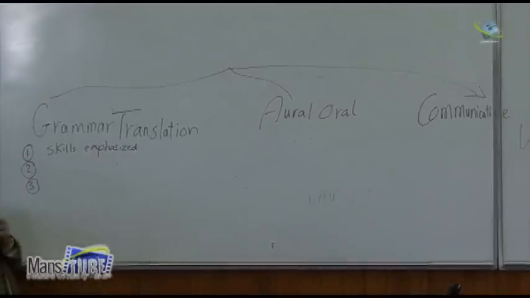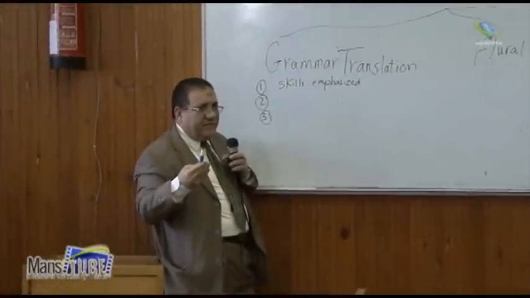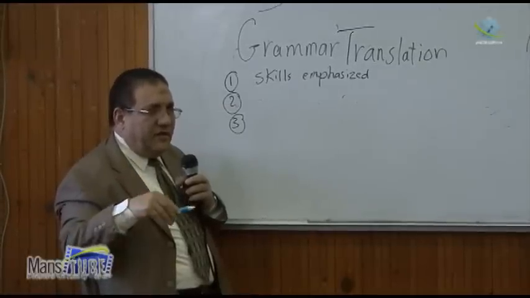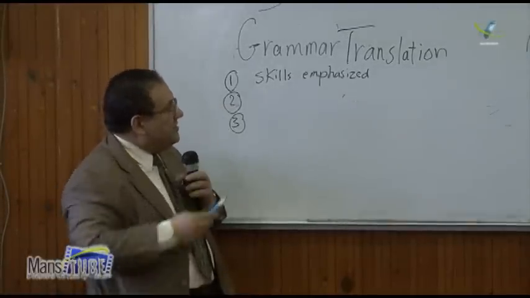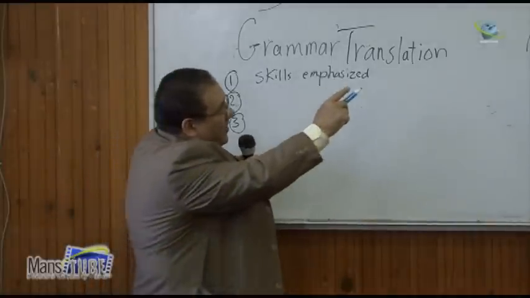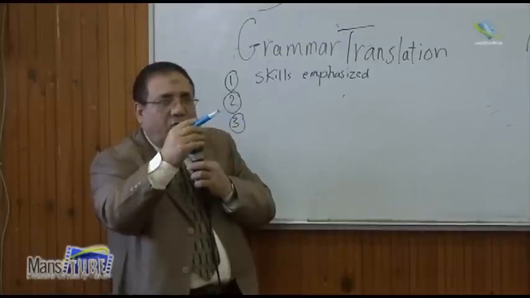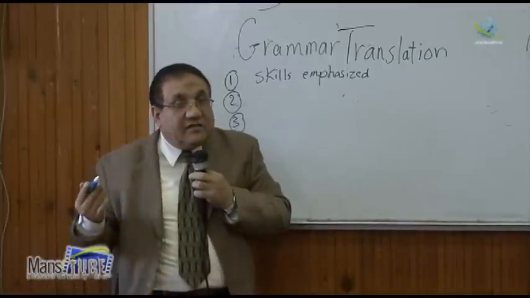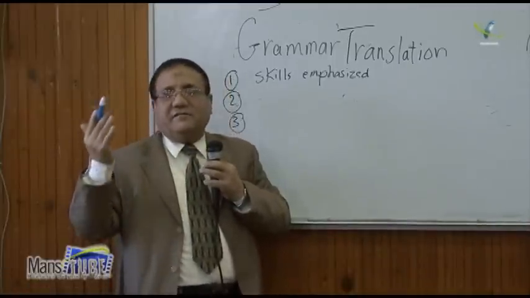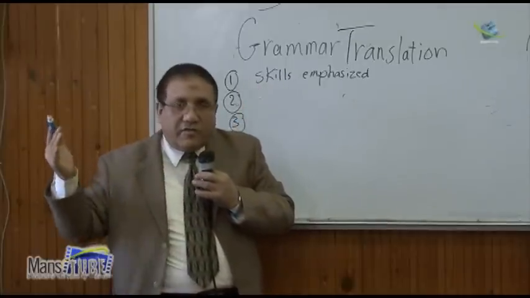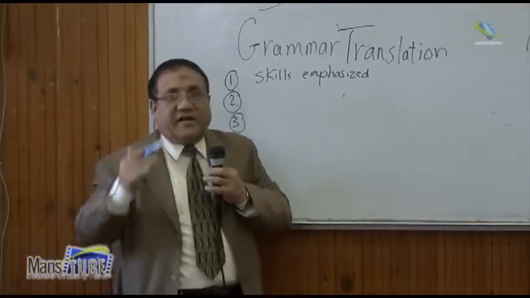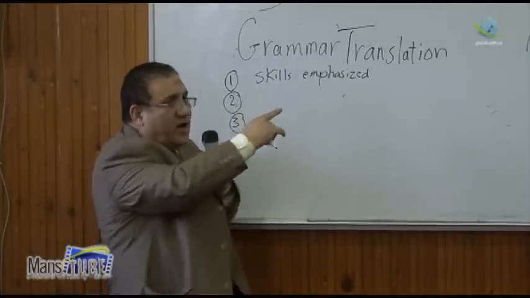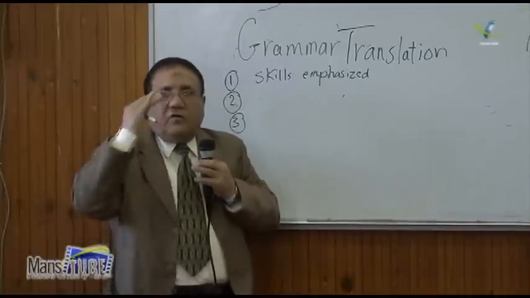So the grammar translation approach, what language skills does it emphasize? Does it focus on listening, speaking, reading, writing, which skills of the language does it focus on? Also the same with oral. From what I said, the oral will focus on listening and speaking. And the grammar translation, writing and reading. And the communicative, the 4 skills: listening, speaking, reading and writing. So this one focuses on basically reading and writing, the second one listening and speaking, and the third one all the 4 skills.